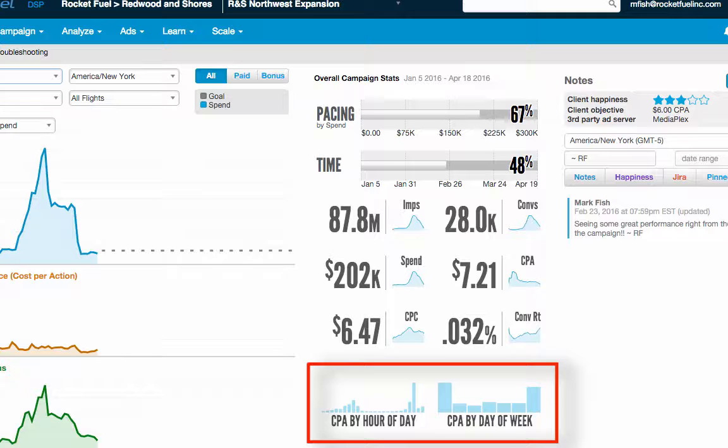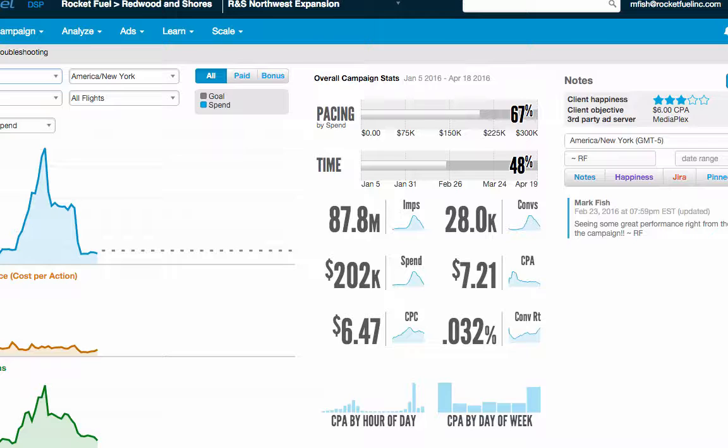CPA by day of week allows us to see the average cost per action for any given day of the week during the campaign to date and for any given day so far in this week. This concludes our dive into the overall campaign stats on the campaign dashboard.